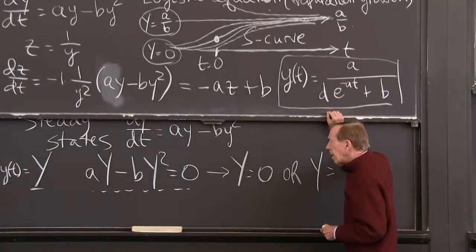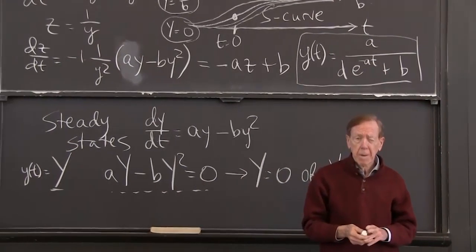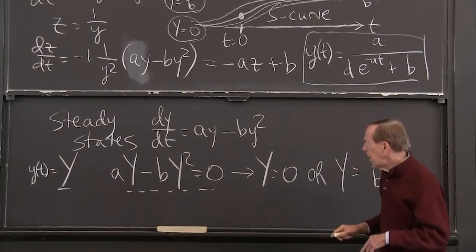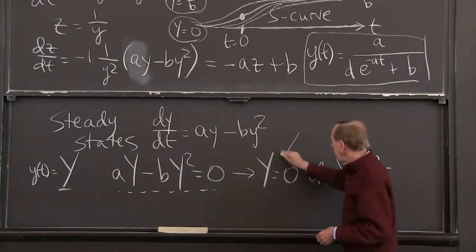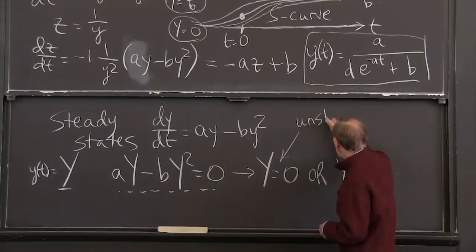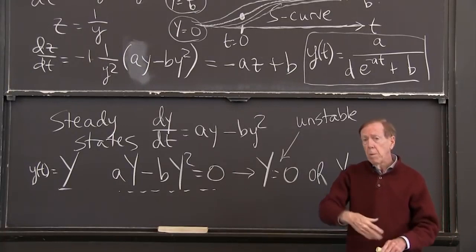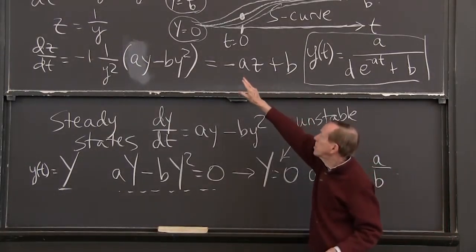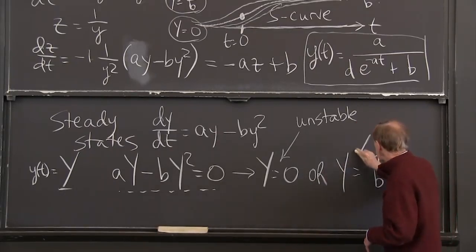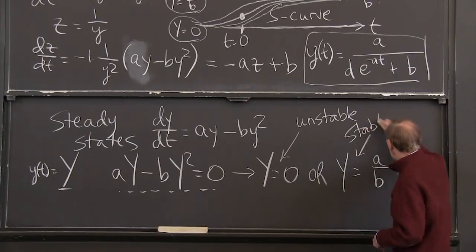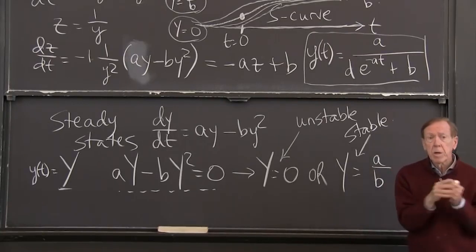Right. So the final take-home message about this equation is, as an example of equations with steady states, this steady state is called unstable because if we start near y equals 0, we take off. If we start near y equals 0, we start growing. We leave that steady state. This steady state is called stable because if we're near a over b, we get closer and closer to a over b.